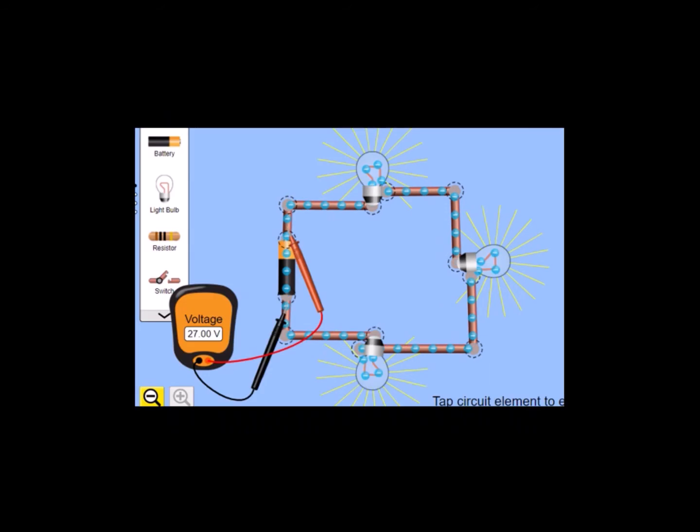Now, we're going to use a tool called the voltmeter in order to find the voltage of the circuit. Here the picture is telling us that the voltage is 27, the same as on the battery, which is 27.